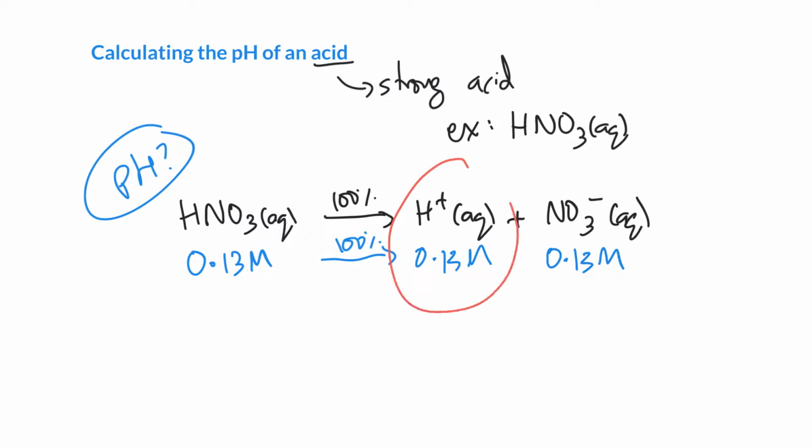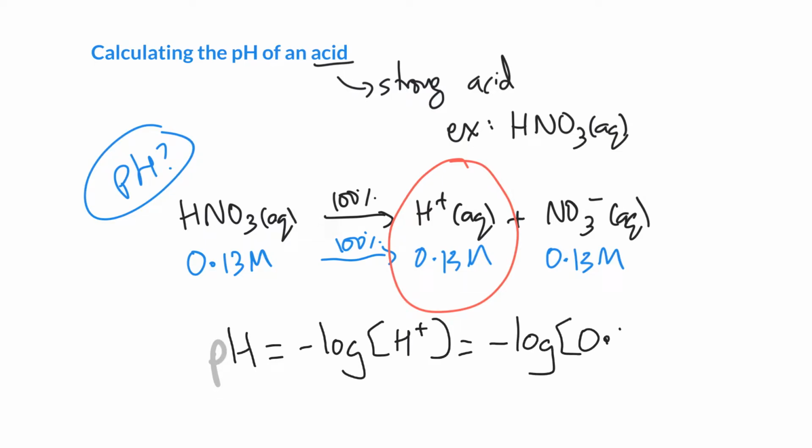This is really the thing we need to keep our eye upon. The pH is the negative log of the H+ concentration. So pH is negative log of H+. That is then the negative log of 0.13 molar. We don't ever put the units in there. We can't take the log of something with units. If we calculate that, the log of 0.13 is negative 0.89. And of course, the negative means that we switch the sign, so it's positive 0.89. Again, the number of significant figures becomes the number of decimal places. So the pH is 0.89.